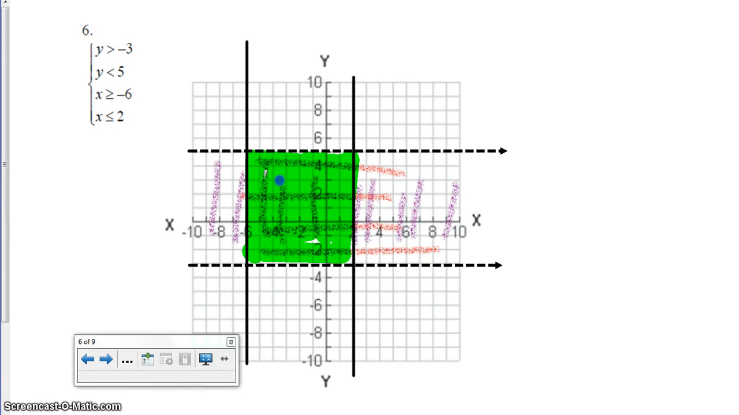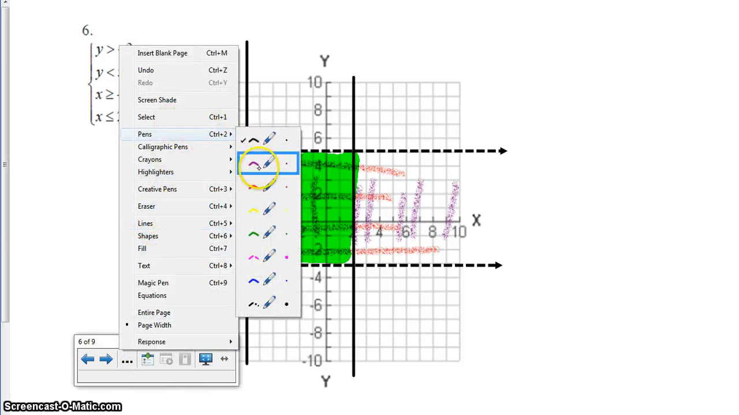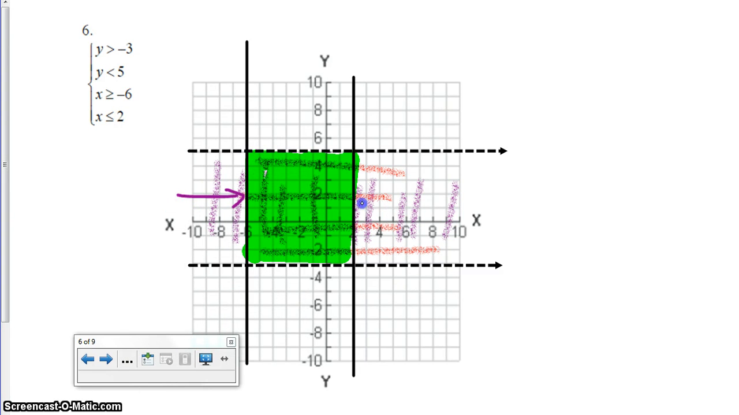Why did I say rectangle? Because this forms 90 degrees. But remember that it also includes the solid line that's there and the solid line that's here, but does not include this line. Do you remember why? Hopefully you can tell me in class tomorrow.